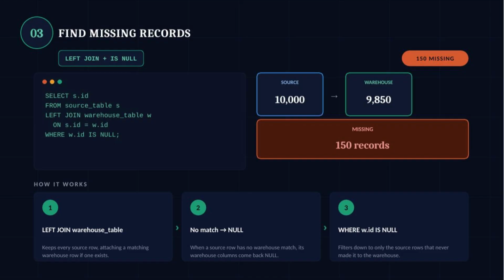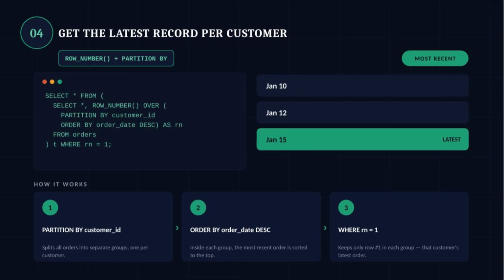In our example, 10,000 records came from the source, only 9,850 made it into the warehouse, which means 150 records are missing, and this query finds every single one of them. This is the exact check you'd run after every pipeline load to catch silent data loss before it reaches a dashboard.